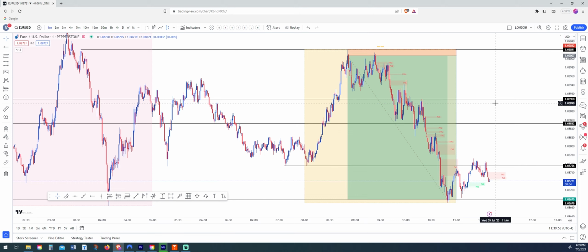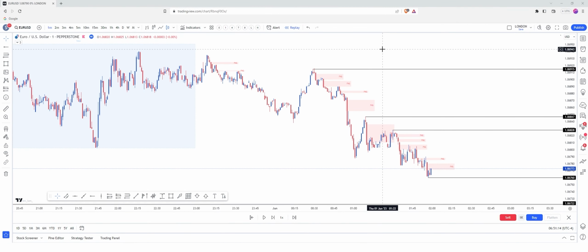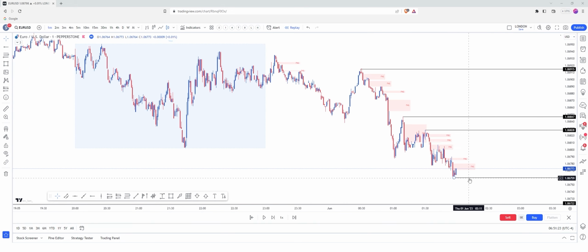Okay, let's jump on to the next example. In this next example, I'm going to go to the first day of the test. So this is Thursday, the 1st of June, just prior to the London session, we're marking out our swing highs and swing lows.